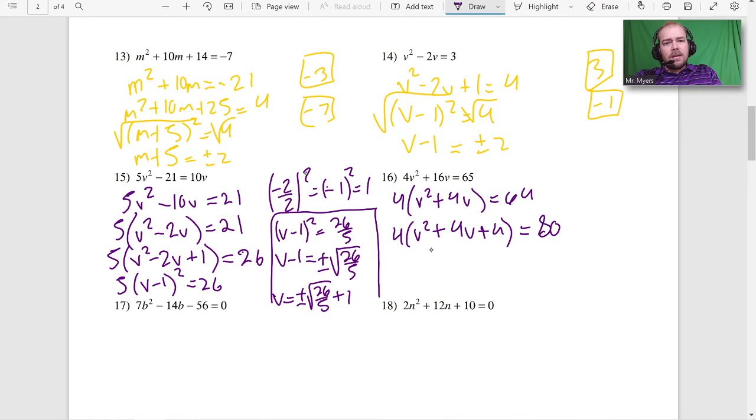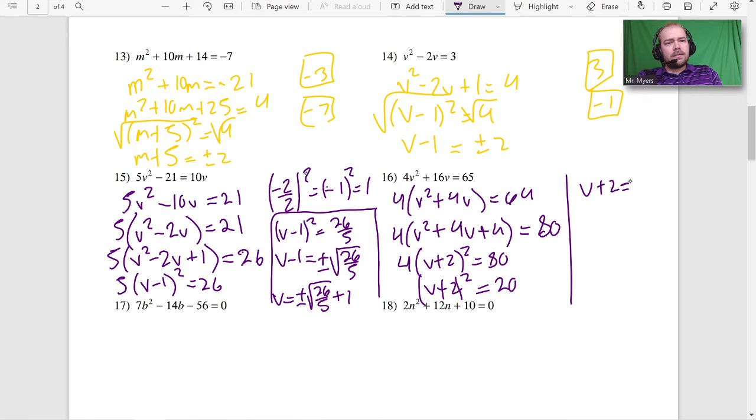Okay, so then we do this. V plus 2. And then we start to solve. Right, so that was step 6 I just did. Now we're going to do step 7. V plus 2 squared. Going to divide both sides by 4. 80 divided by 4 is 20. And then we do a square root.